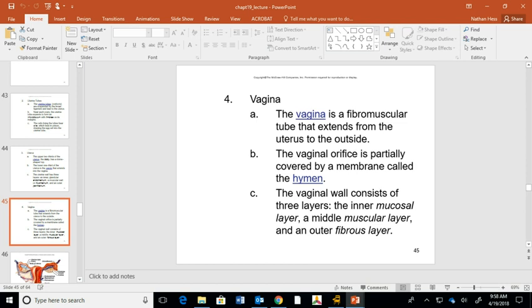The vagina, it is muscular. It is a smooth muscle tube, so it does have some contractile ability. This is one of the things that happens during orgasm, this kind of contraction of these different muscles. And it's covered again by the hymen.